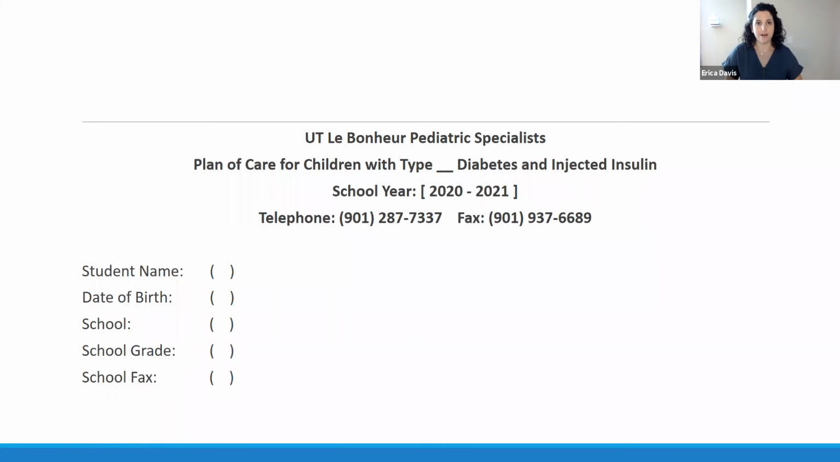We are always going to fill out the patient name and the date of birth. That's going to be on every single school care plan. We might fill in the school name, school fax, and school grade if that's provided to us from the family. This section is not necessary for that school care plan to be accurate or to be used. So if your student originally started at one school and has gone to a different school, just because the old school name's on there doesn't make this invalid. The big thing is just making sure that it's for the right student.